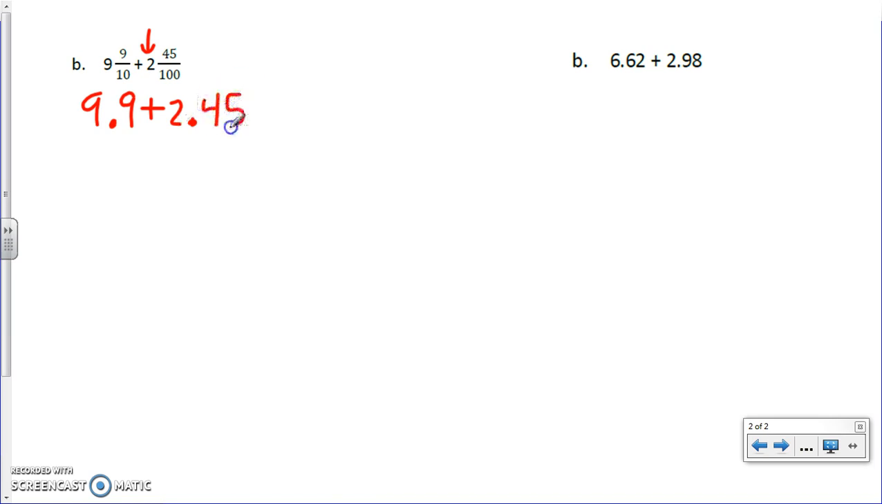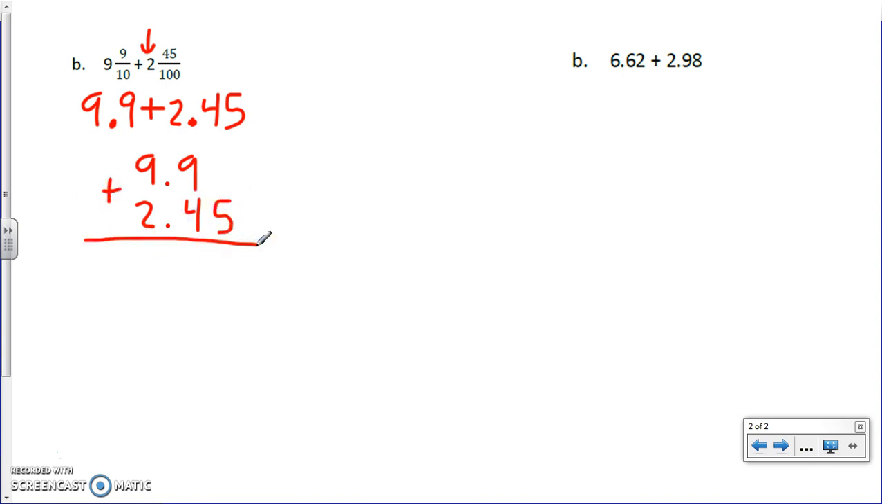So I just write what I have, 45 hundredths. Now I need to add these two numbers. Again, whenever I add decimals, it's very important I keep those decimal points lined up. So we have 9.9, we have 2.45, and I'm adding these.